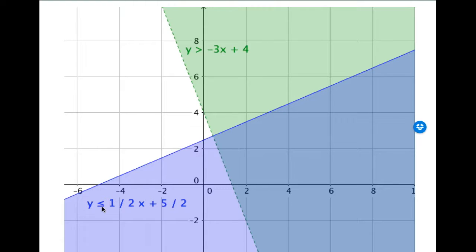Now, when I ask you to find 4 ordered points that are in the solution set, you can pick any 4 points that are in this solution set here, where the graph intersects its shading. Now, I picked these 4 just randomly, but you could have picked any other ones. It doesn't matter, as long as your points were in this solution set.